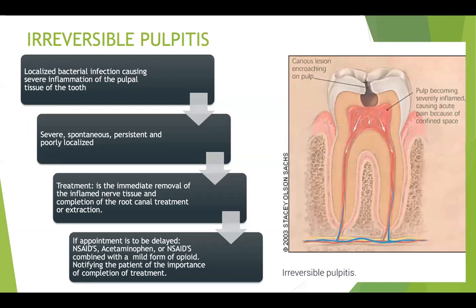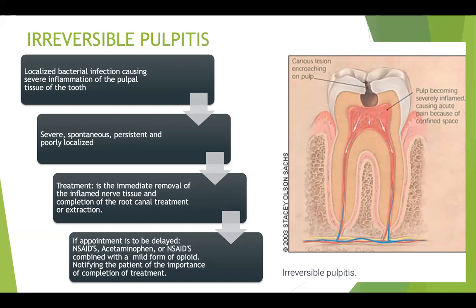Irreversible pulpitis: as the cavity impinges on the nerve, irreversible pulpitis is created. It's a localized bacterial infection causing severe inflammation in the pulpal tissue of the tooth. The pain is more severe and spontaneous, persistent, and poorly localized. The treatment is the immediate removal of the inflamed nerve tissue and the completion of root canal treatment. So you can either do a pulpectomy, or you could complete the root canal treatment, or obviously an extraction.